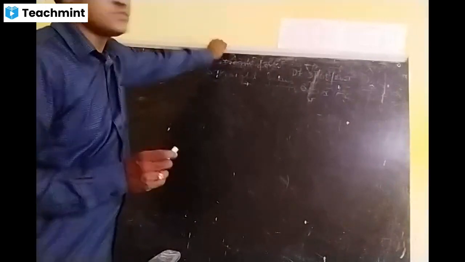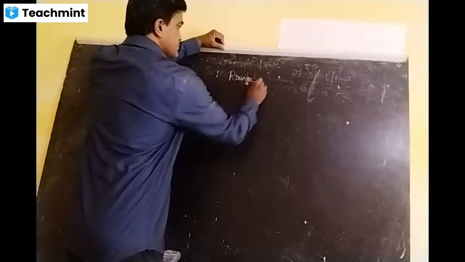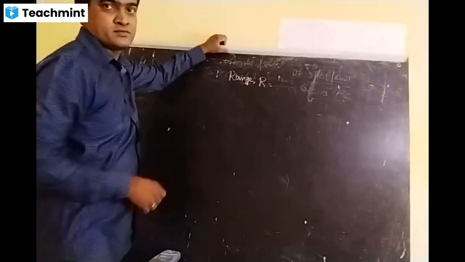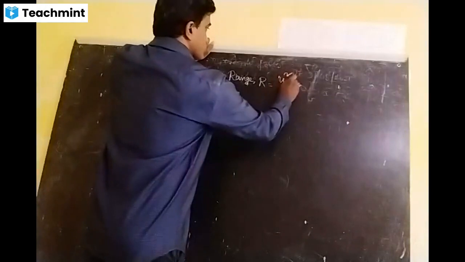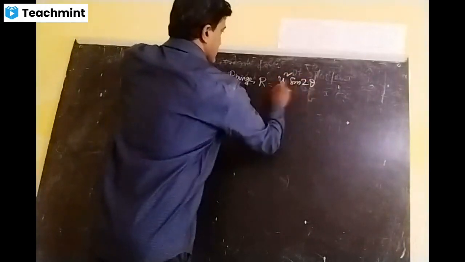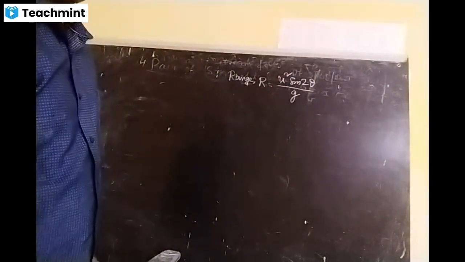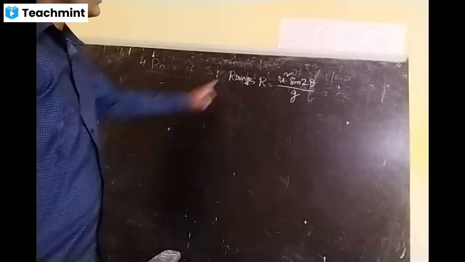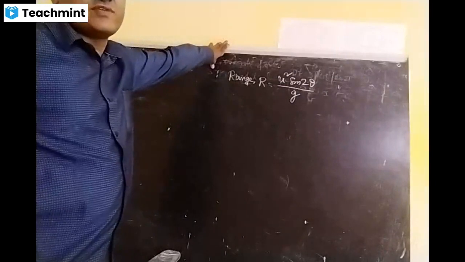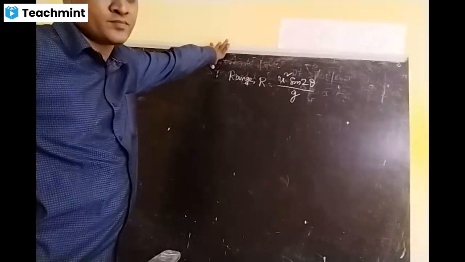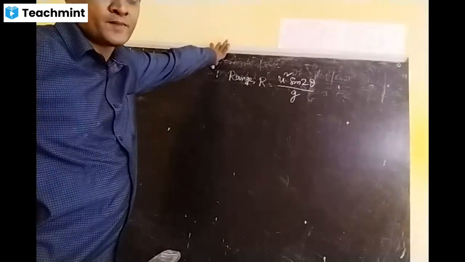Let me write the range again. Formula for range in case of a projectile: R is equal to U square sin 2 theta upon g. Is it not? U square sin 2 theta upon g is the formula for range of a projectile. Now, for which angle is the sine value maximum? 90 degrees.